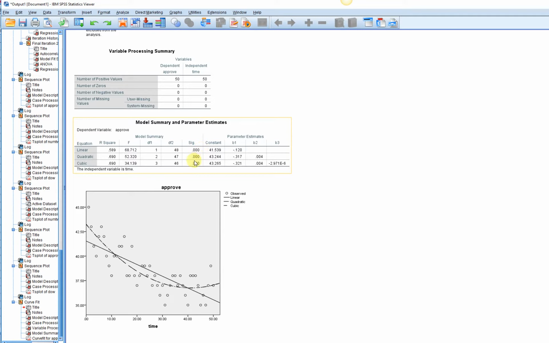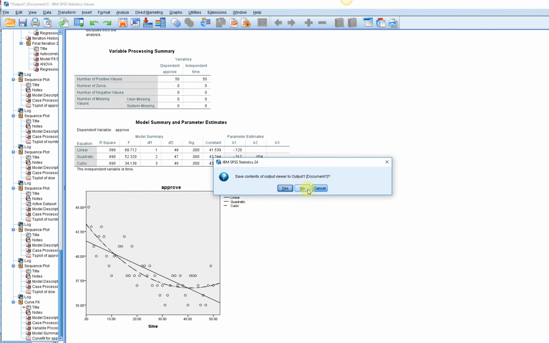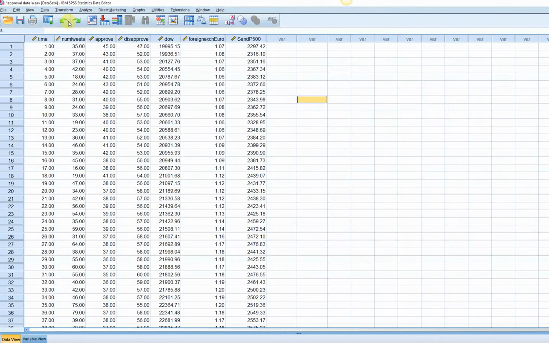So at any rate, I think we're going to stick with modeling a quadratic trend, where approval is in part a function of, or where approval is related to time, both in terms of the linear component and also the quadratic component.